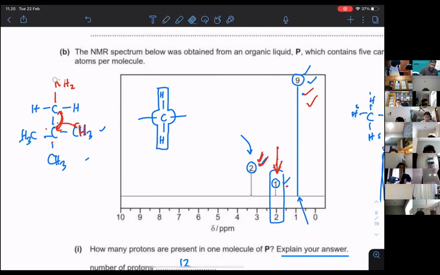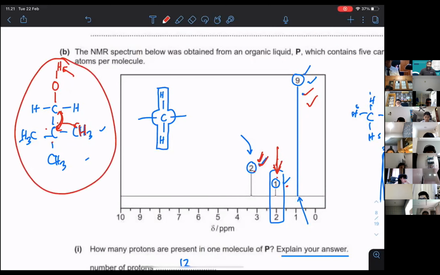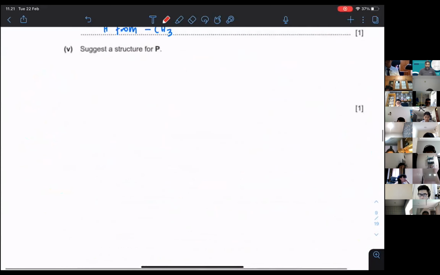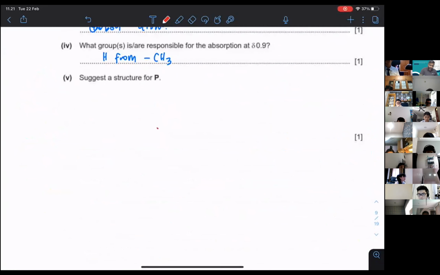The only thing that I can put is OH. Why? One environment, and it corresponds to that. So you have a situation like this, and this is the molecule that they are looking for. If I want to suggest a structure, the structure is CH3, C, CH3, CH3, CH, and then OH. This is the structure. Follow what they want. They just say suggest a structure.